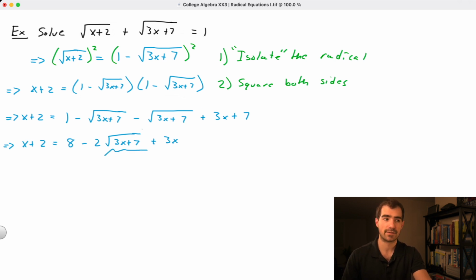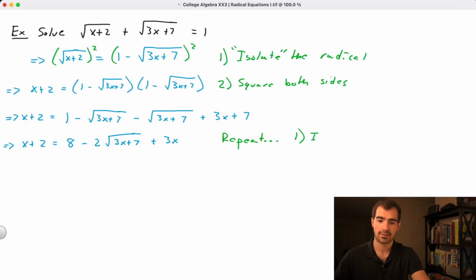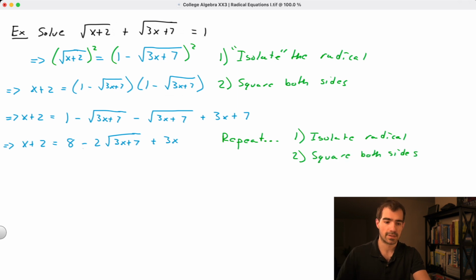Since we have just 1, if we essentially just repeat the same process, isolate that radical on one side, then by repeating this process, we can get rid of that one as well. And so from here, we'll repeat, going back to step 1 to isolate the radical, and then to step 2 where we'll square both sides. So specifically here, if we subtract 8 and subtract 3x from both sides, that's going to give us x minus 3x, or minus 2x, 2 minus 8, or minus 6, equal to negative 2 times root 3x plus 7.